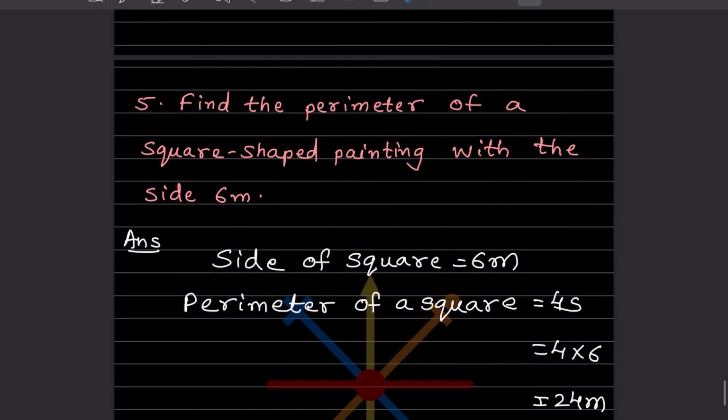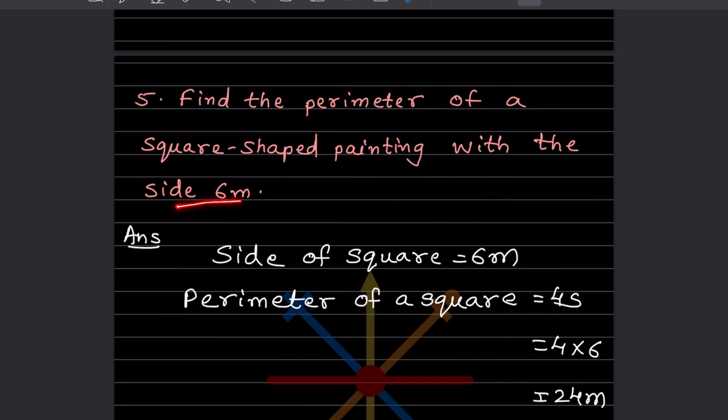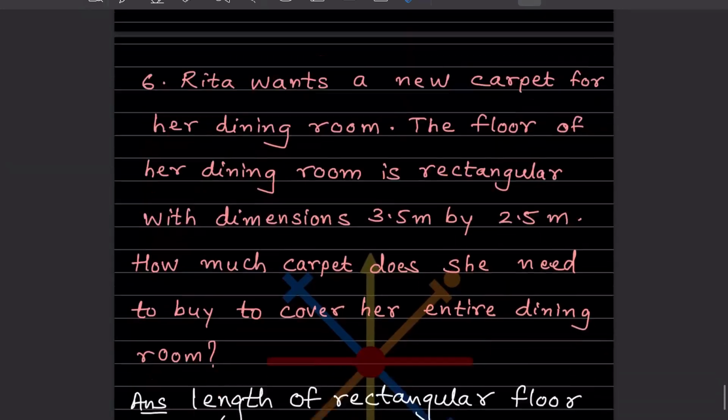Now find the perimeter of a square shape painting with the side 6 meters. Square shape is given. So side of square is 6 meter. And this is the perimeter. Perimeter of a square is 4s. So here what are you going to write? 4 multiplied by s, and the side is given as 6. So that will be 24 meter.